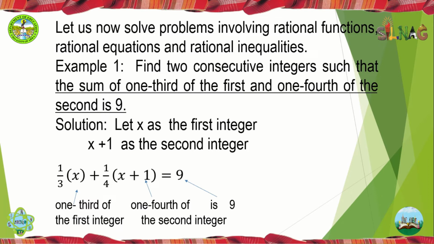So first, let us formulate the equation. In formulating the equation, you will just translate the underlined words or phrases in the given problem. The sum of 1/3 of the first and 1/4 of the second is 9. So we represent it as 1/3 of x, and then 1/4 of the second is 9. We represent it as 1/4 times the quantity of x plus 1 is equal to 9.